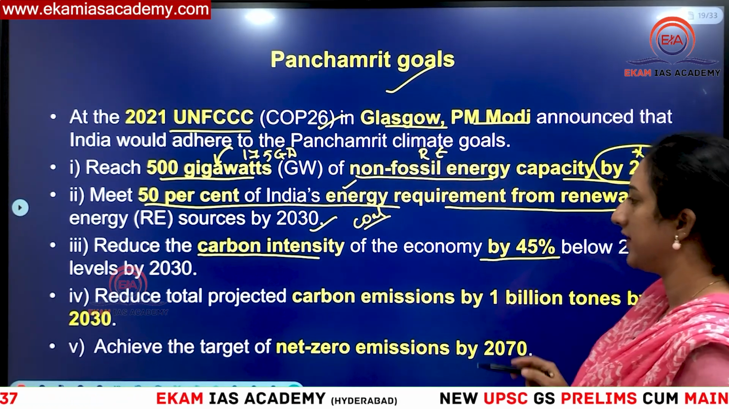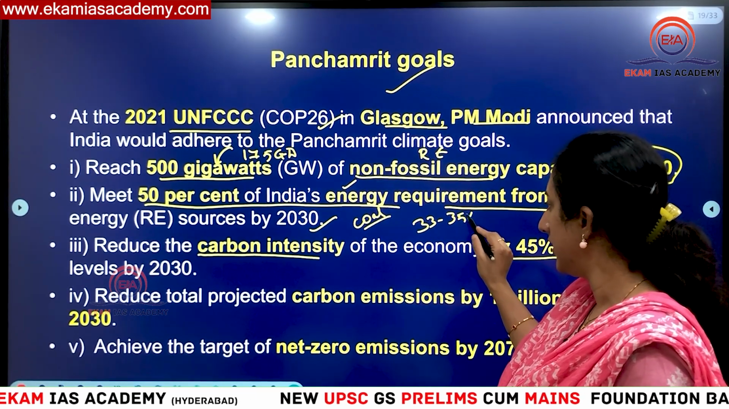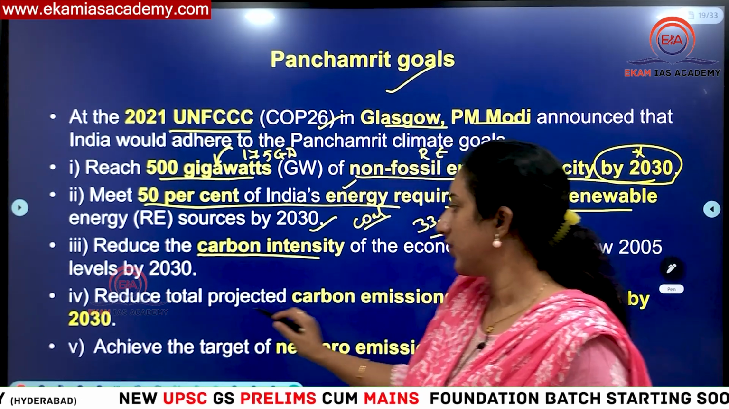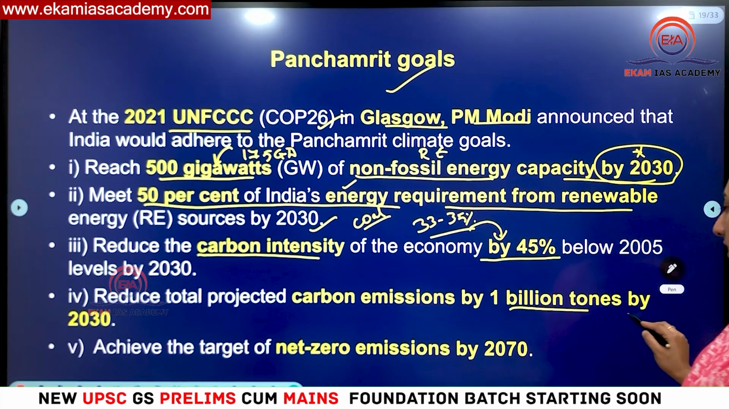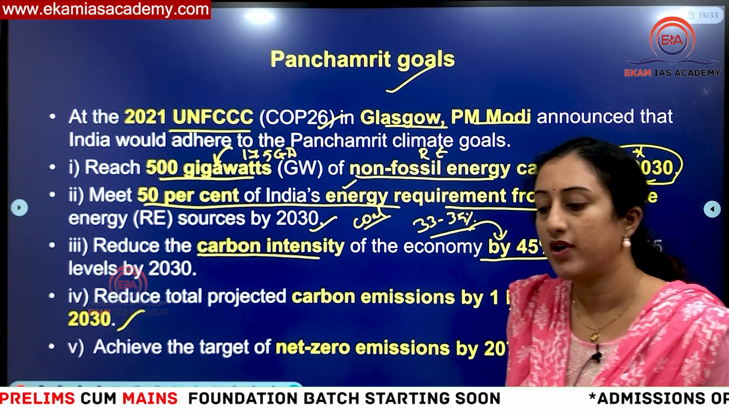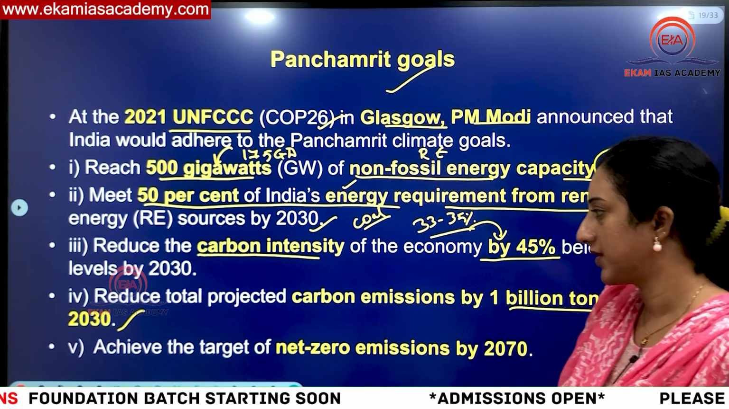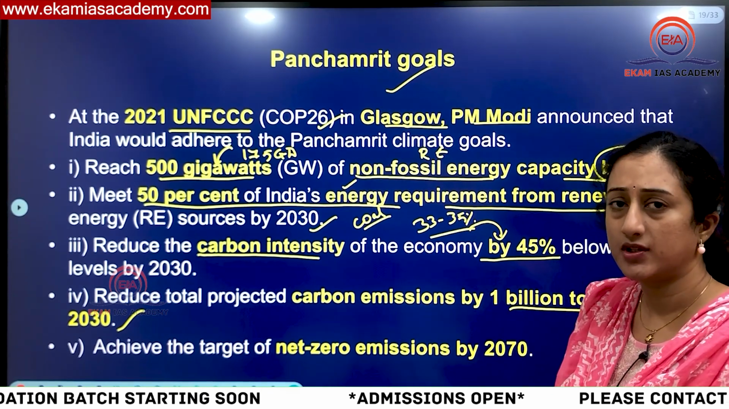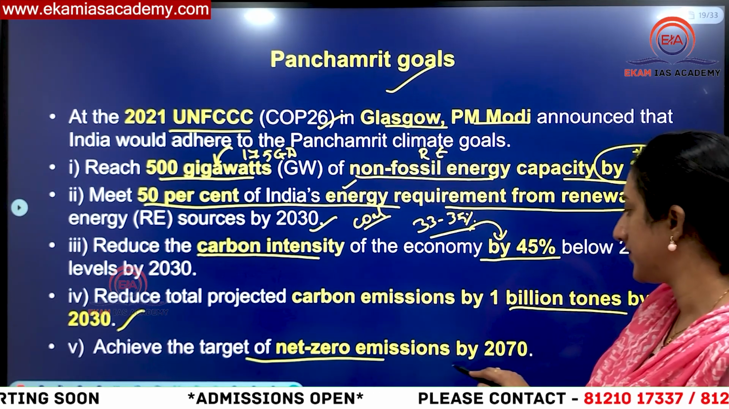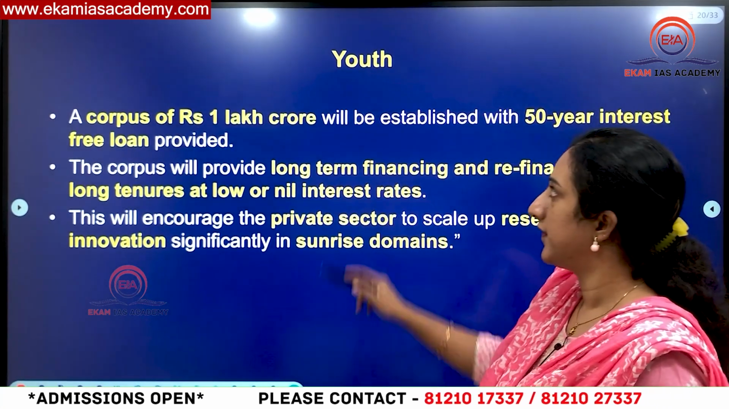So below 2005 levels, that is also one thing. Previously we kept this as 33 to 35%. Now this was enhanced to 45%. Observe the differences. Then reduce total projected carbon emissions by 1 billion tons by 2030. Even carbon emissions have to be reduced. How do we reduce carbon emissions? By afforestation, carbon sequestration, and reducing fossil based emissions. Then achieving the target of net zero by 2070. This is what India has kept as the target. Then for youth, what is the thing?